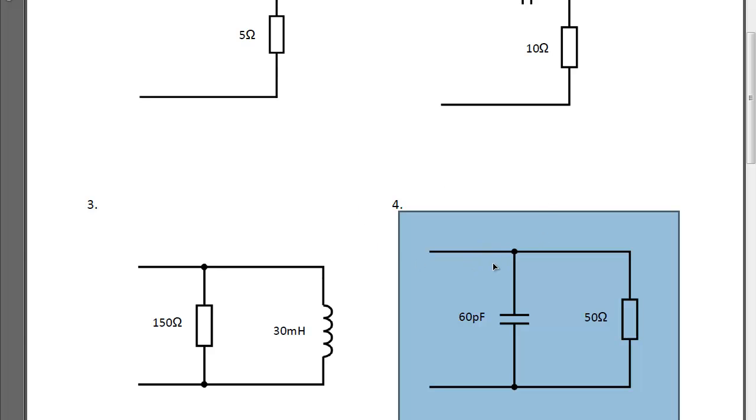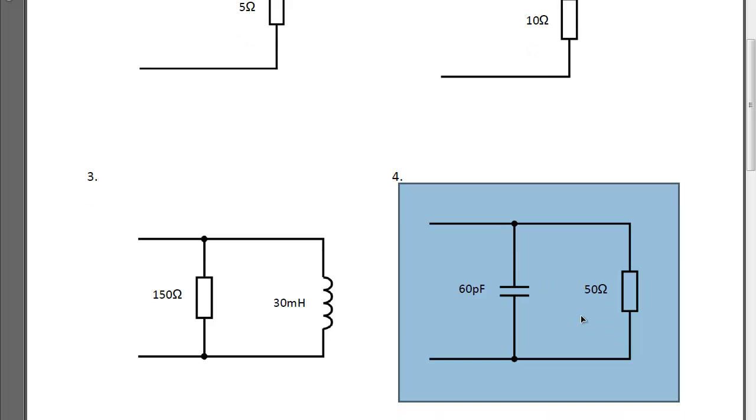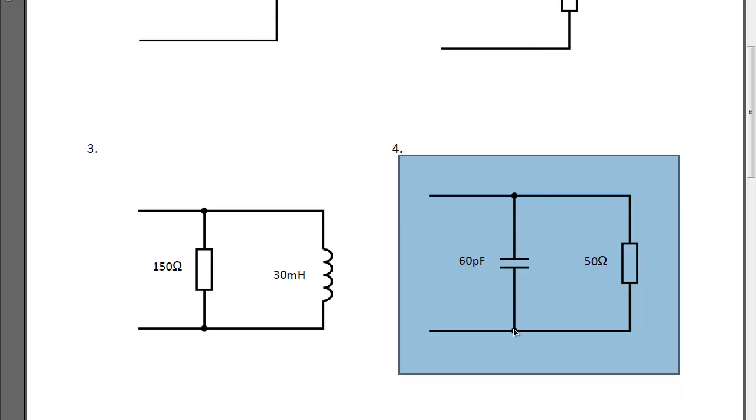So let's do a similar thing for question 4. This time we're looking at the parallel combination of a capacitor, which is 60 picofarads, and a resistor, which is 50 ohms. So we're going to follow the same procedure, it's just this time we've got a capacitor instead of an inductor. So let's see what that looks like.